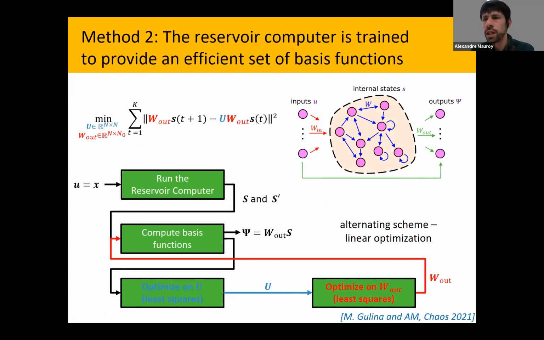And the second method is that we consider the output as basis function. So in this case, we know that the output will be a linear combination, W out times the internal state S, which appears here, W_i times S, and here W_i times S. So this is the basis function psi, and we optimize not only on U, but also on W. And to solve this problem, we use an alternating scheme, where in each step we fix one matrix and we optimize on the other. I think in Felix's work there was already an alternating scheme, but the difference here is that we only have to proceed to a linear optimization in each of the two steps.